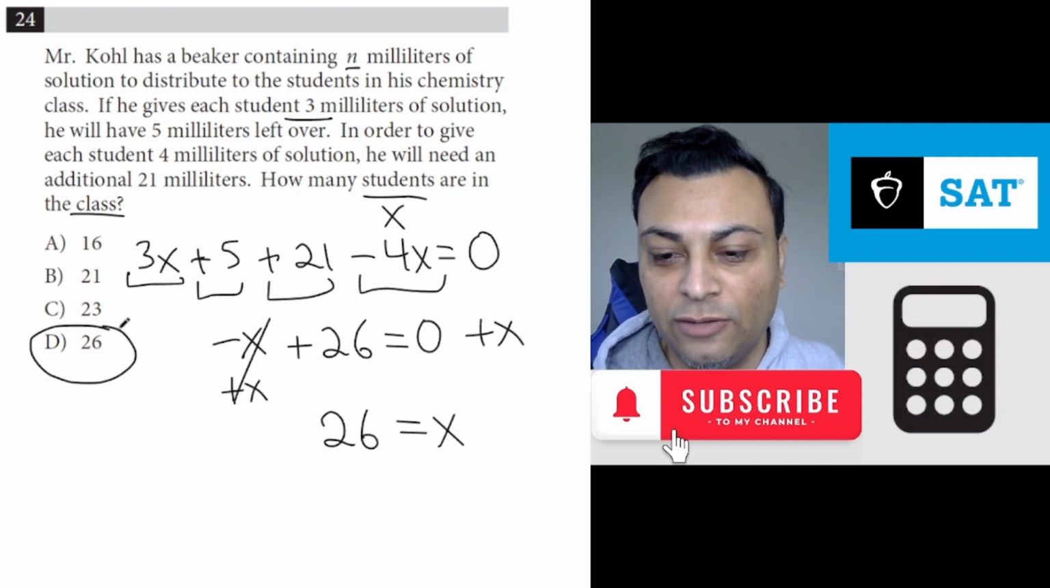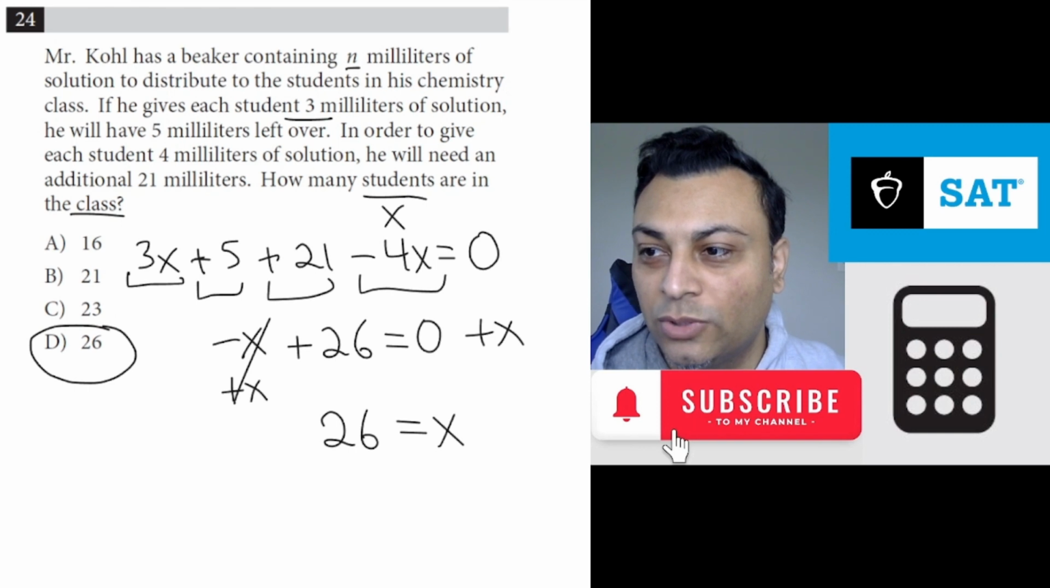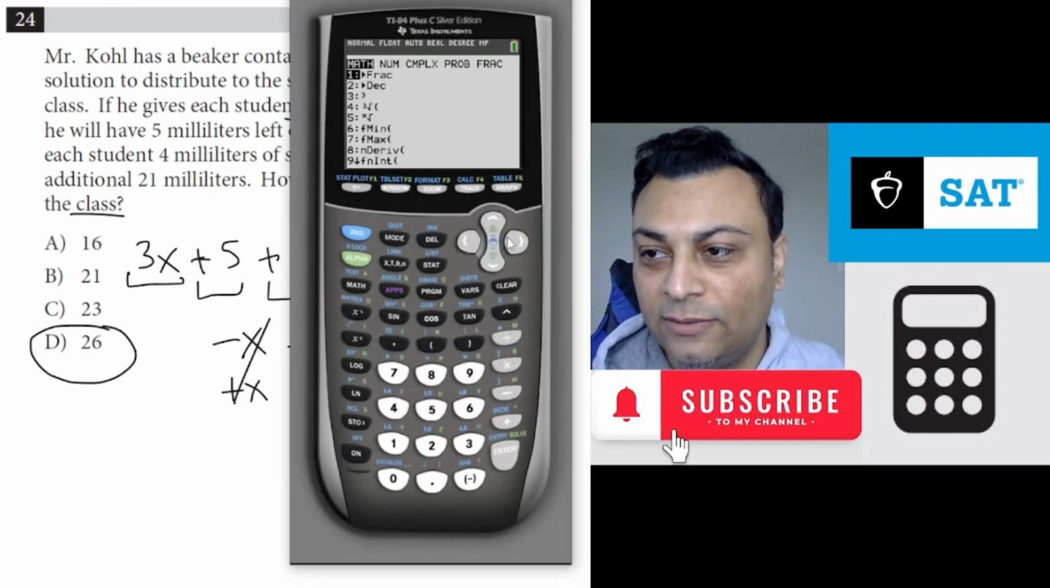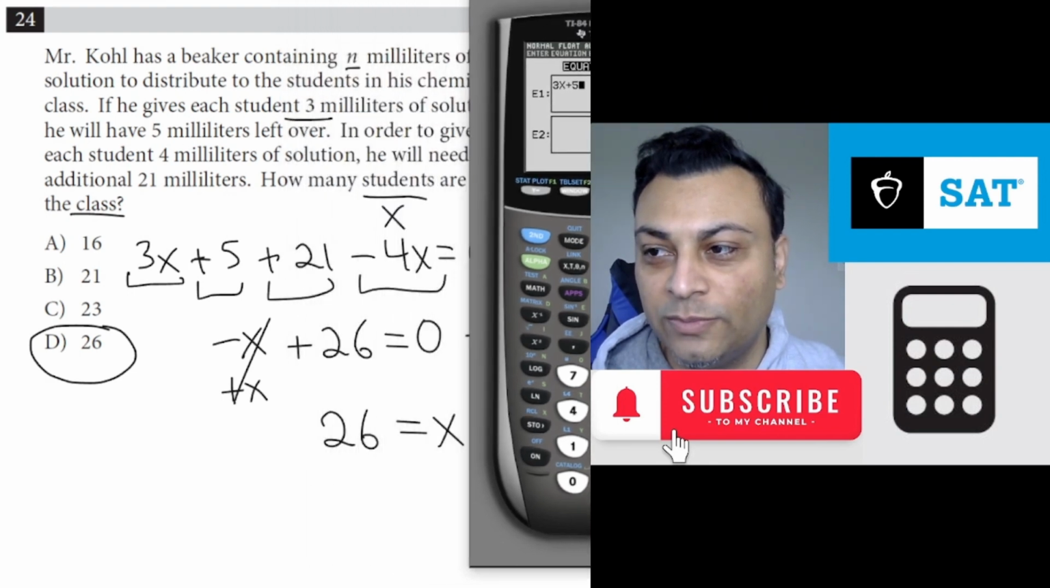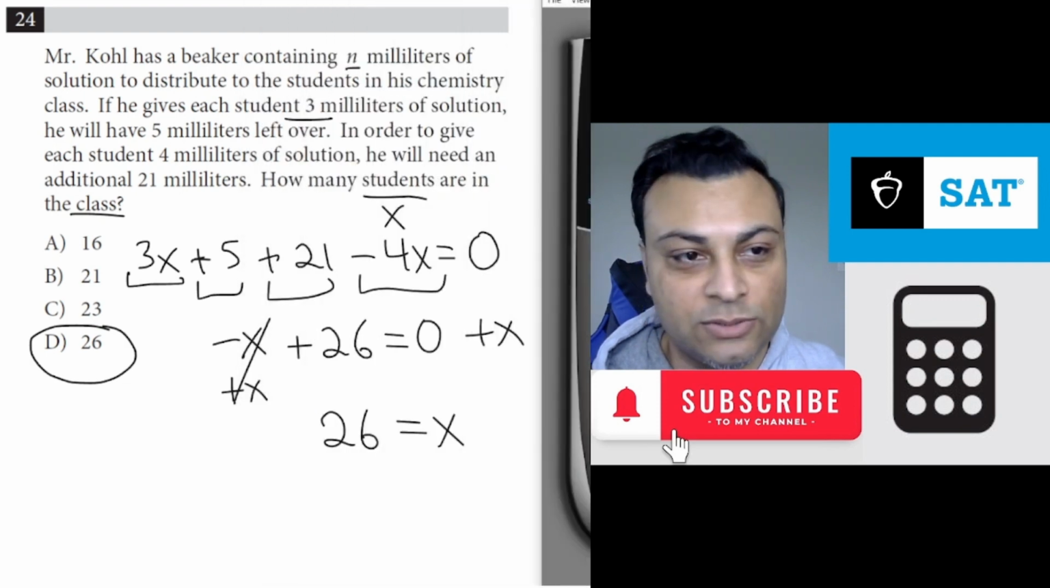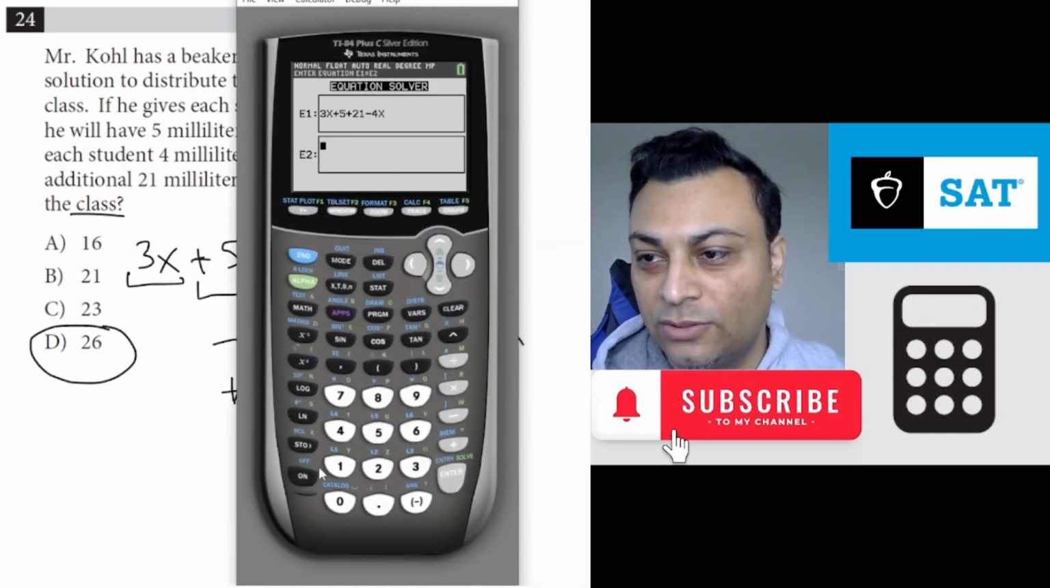Using the numeric solver method, we'll get the calculator out. We'll go to math. Solver is at the bottom, so I scroll up. And we're going to type in 3x plus 5, and then you have plus 21 minus 4x equals 0. And over here, the 0.